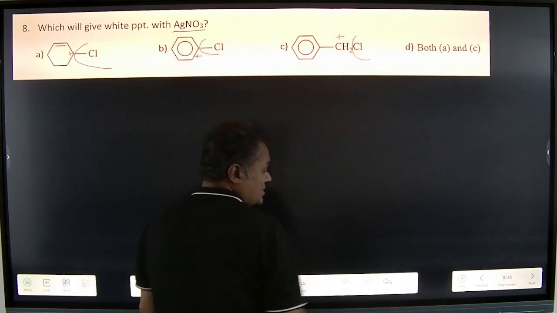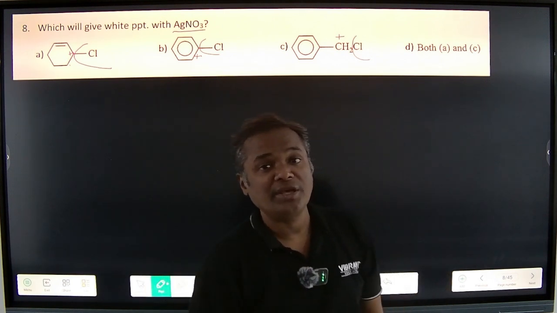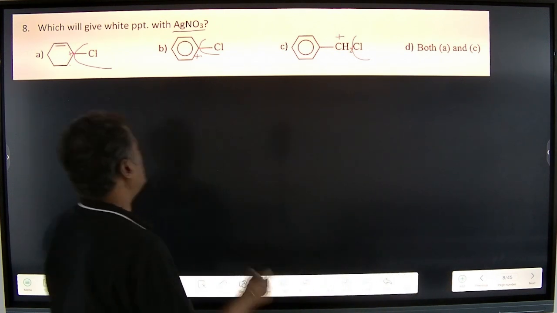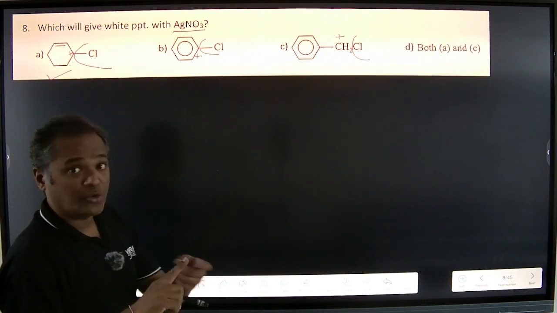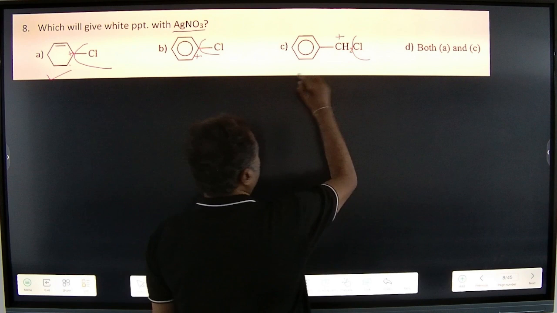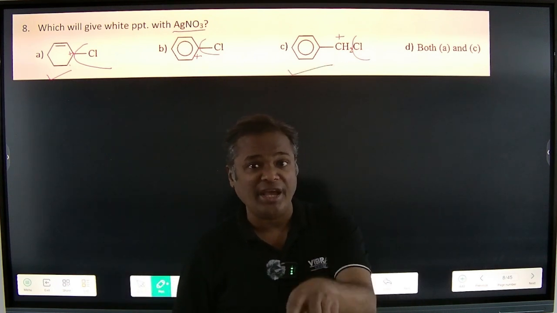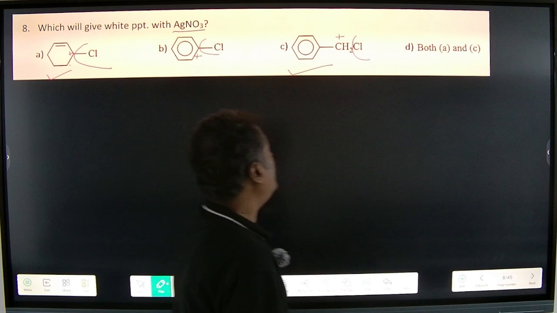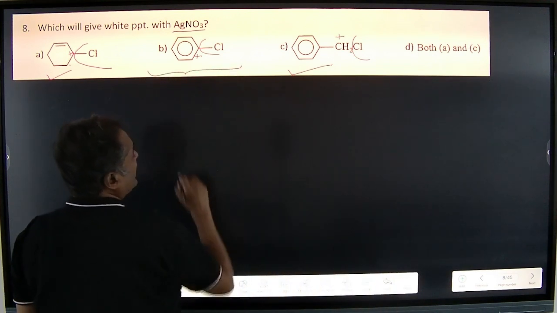Now my question is, out of these three, which carbocation do you think is very stable? I think option A is a very stable carbocation, which is the allyl carbocation, due to resonance. Even C is also correct because it's a benzyl carbocation, which is again resonance stabilized. Only the remaining one is a phenyl carbocation, which is highly unstable.